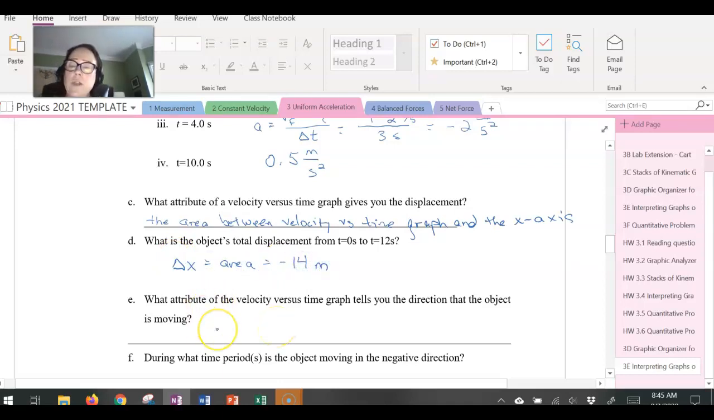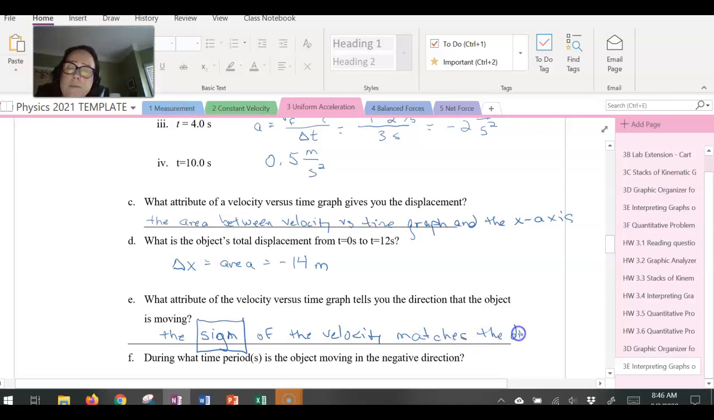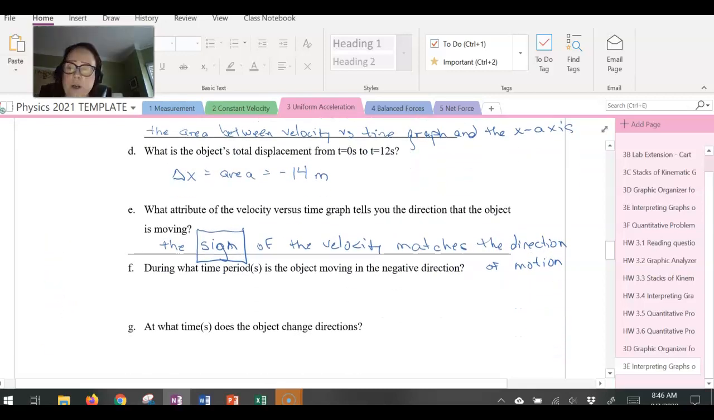What attribute of the velocity versus time graph tells me the direction that the object is moving? The sign. I'm going to put that in a box. The sign of the velocity. And I mean, is it positive or is it negative? That sign matches the direction. So if velocity is positive, it's moving in the positive direction. If velocity is negative, it's moving in the negative direction.